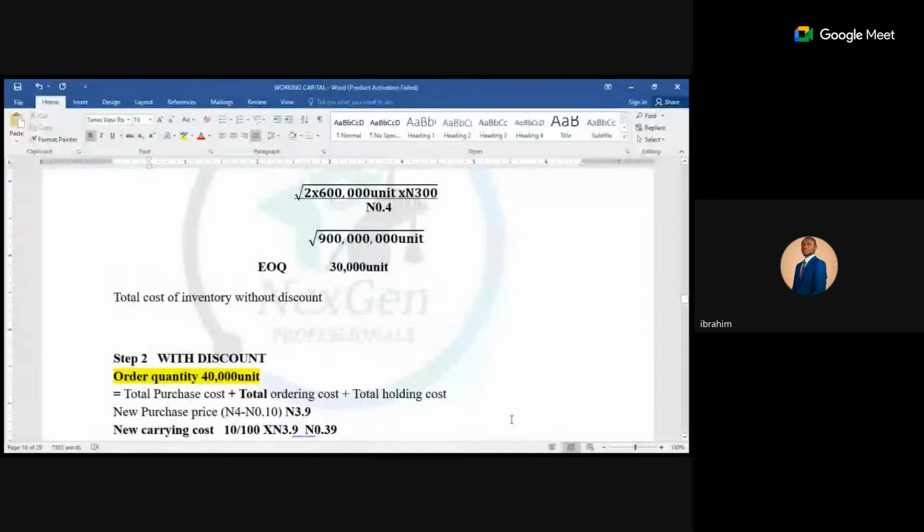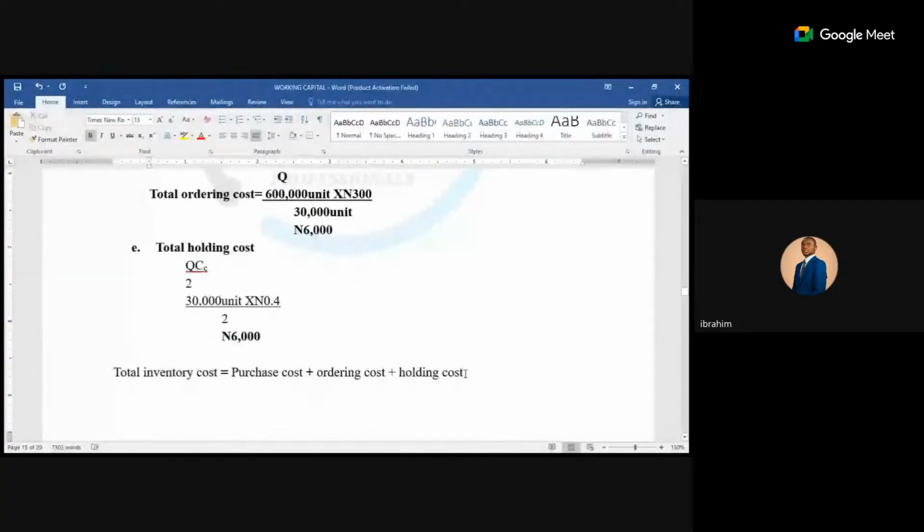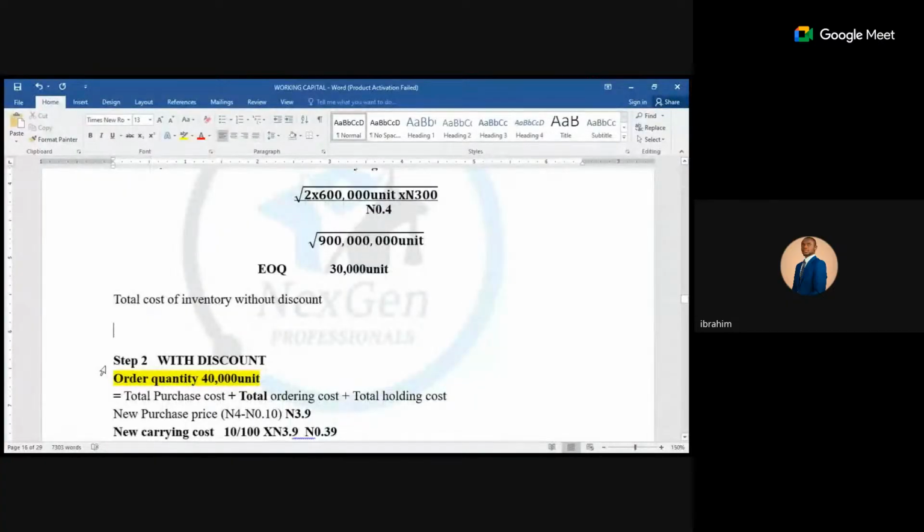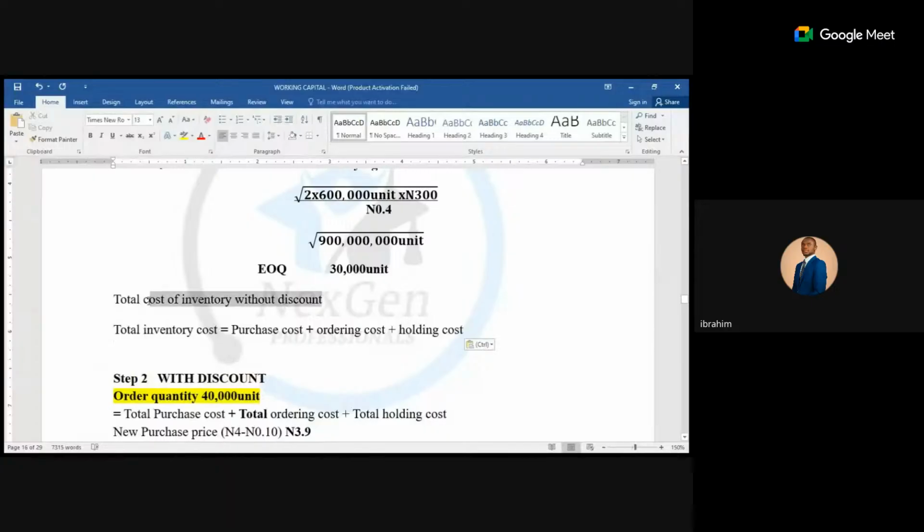So therefore, we are supposed to determine the total cost of inventory without discounts. So I will just pick this. We already calculated them. I will just pick it from what we did previously, because it is without discounts. I will just pick it from what we calculated. And what is the total purchase cost that we calculated? What is the total ordering cost that we initially calculated? What is the total holding cost that we calculated earlier?